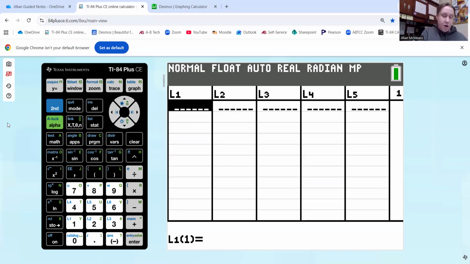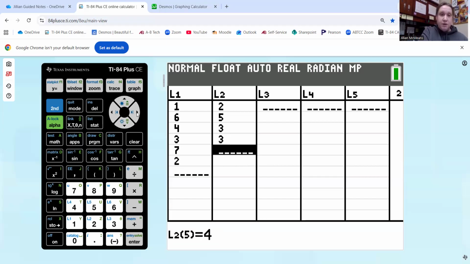So the X values are 1, 6, 4, 3, 7, and 2. And then type in the corresponding Y value. So when X is 1, Y is 2. When X is 6, Y is 5. When X is 4, Y is 3. When X is 3, Y is 3. When X is 7, Y is 4. And finally, when X is 2, Y is 1. So you've typed in your data set. Double check, make sure your data points look good. I think mine are fine.